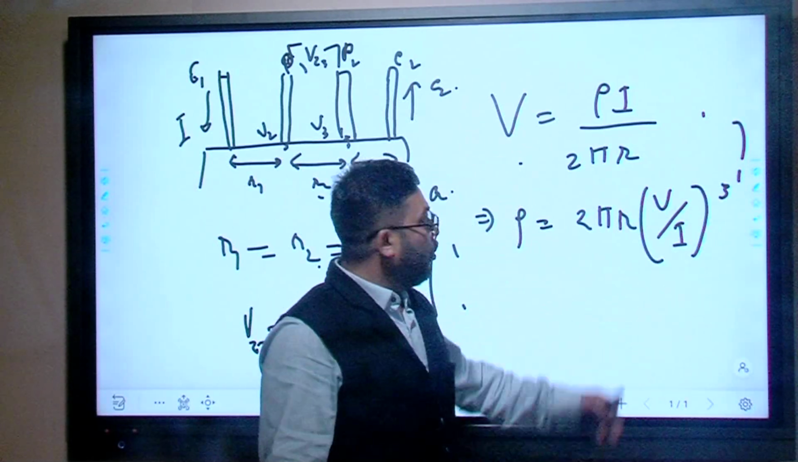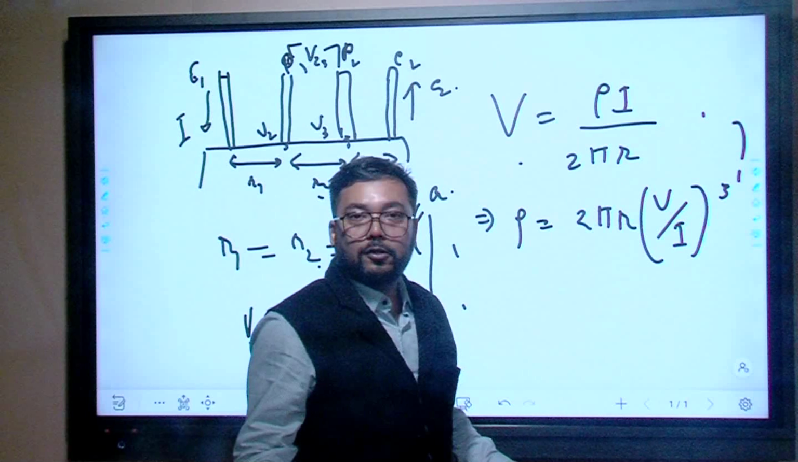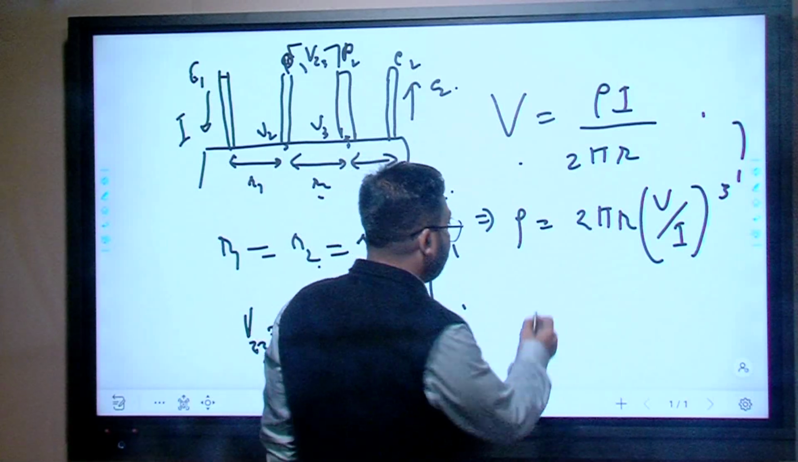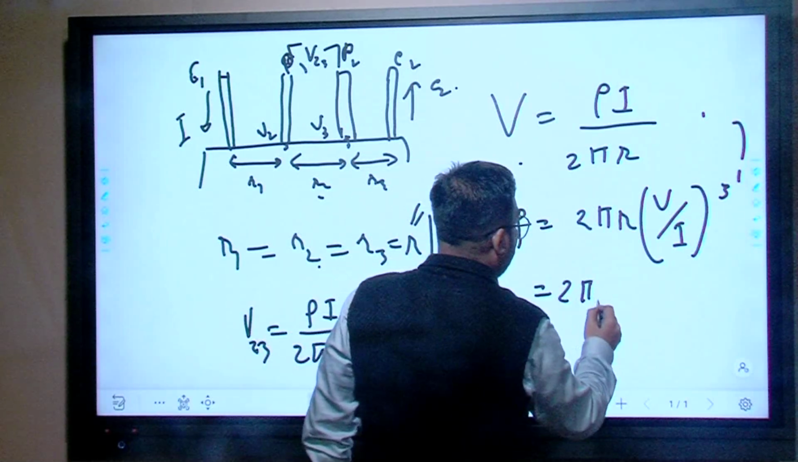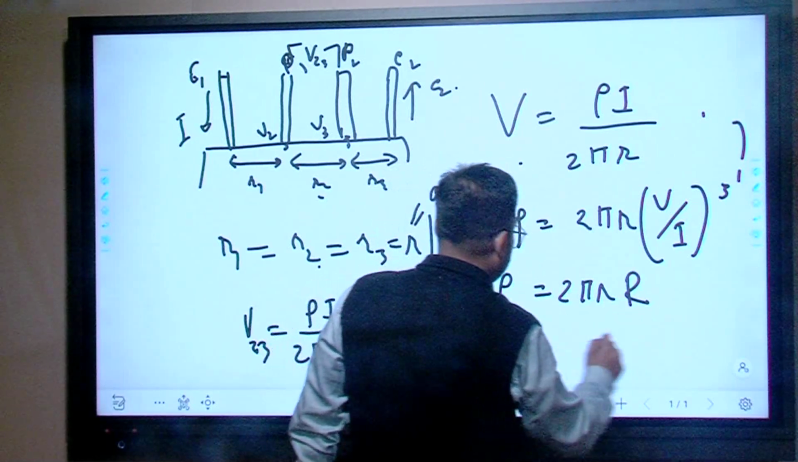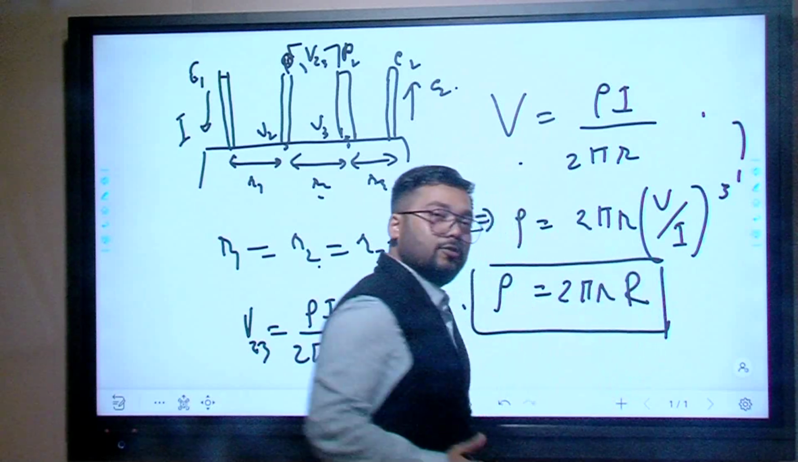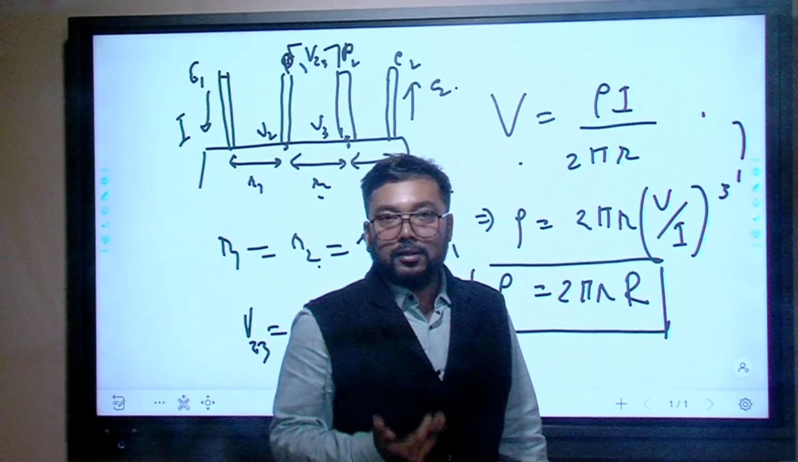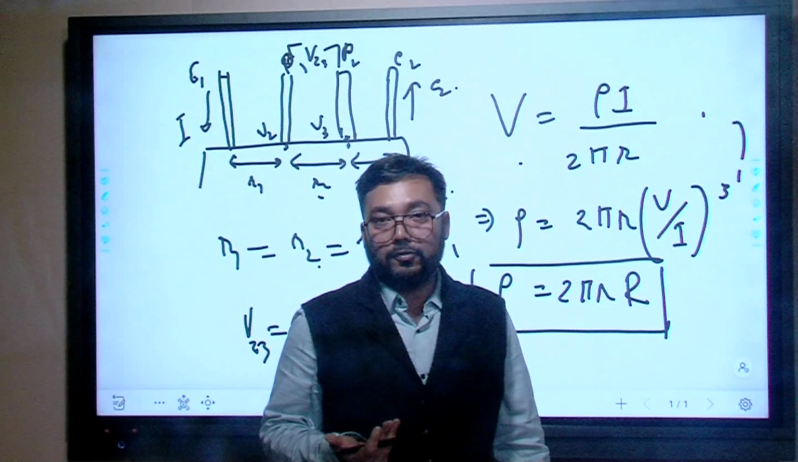From Ohm's law, what do you know? V by I is nothing but the resistance. So this is your desired formula for resistivity.